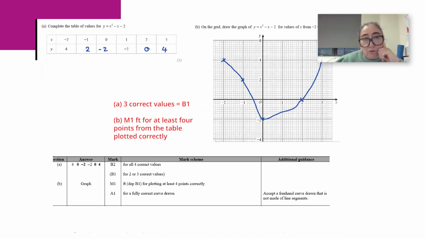That's when the follow through mark came through in this case, because at least 4 points from the table were plotted correctly, including their incorrect ones. It's just because they've already lost a mark for incorrectly calculating on the table, to then not allow them to get anything on the second would be unfairly penalising them twice. So just look out for those FT marks.